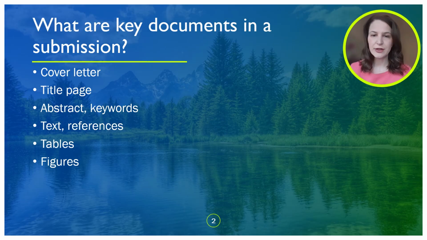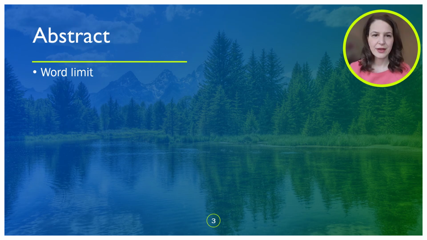Key documents included in a submission to a journal often include a cover letter, title page, abstract and keywords, text and references, and tables and figures if applicable. In this video, we'll cover information on the manuscript itself. First, we'll discuss the abstract.